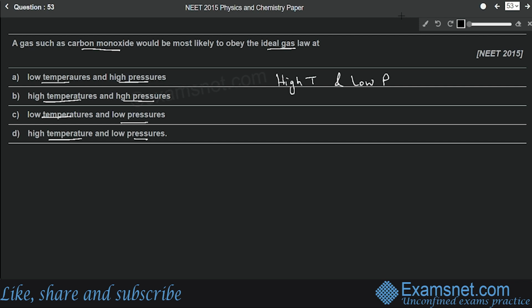Because when the temperature is high and the pressure is very low, then the molecules are very far apart from each other. Molecules are far apart from each other, so there are no intermolecular collisions, and due to this the gas will behave ideally. So option D, high temperature and low pressure, will be the correct answer.